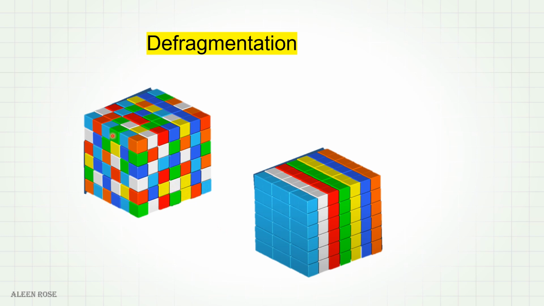Let's see a figure of defragmentation. See, the first cube is an example of fragmentation. Different data is stored in different places, hence accessing this data is very, very difficult. Once the data is defragmented, it is easy. We know how much space is left in the hard disk. Such things are the major advantage of defragmentation.